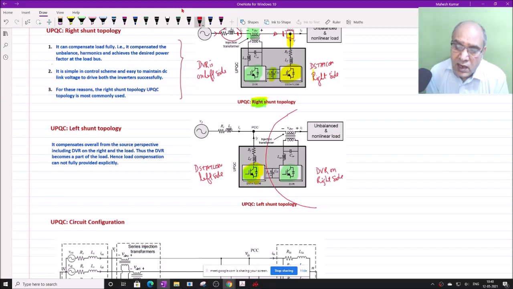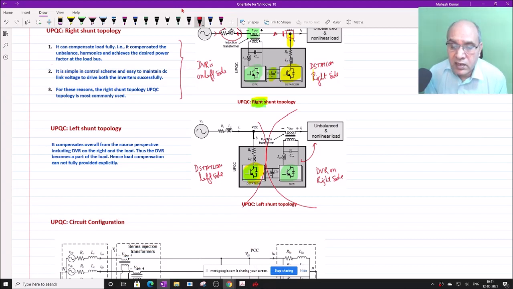to the right of the DStatCom, but it will not ensure that the load is perfectly compensated, because the load is comprised of the DVR and the load. From the DStatCom point of view, it sees the DVR and load as one unit, and hence it compensates. But how this compensation is shared between the DVR and the unbalanced load will be the deciding factor.